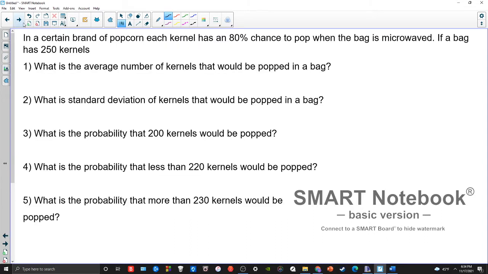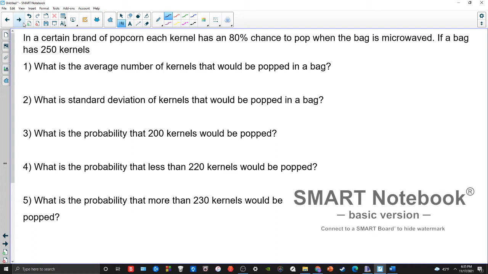If it's this case here, it says in a certain brand of popcorn, each kernel has an 80% chance to pop when it's microwaved. The bag has 250 kernels, and then it asks you to figure out the probability of a certain amount of kernels being popped. So this is a binomial because each kernel is like a trial, right? So we have 250 trials in here.